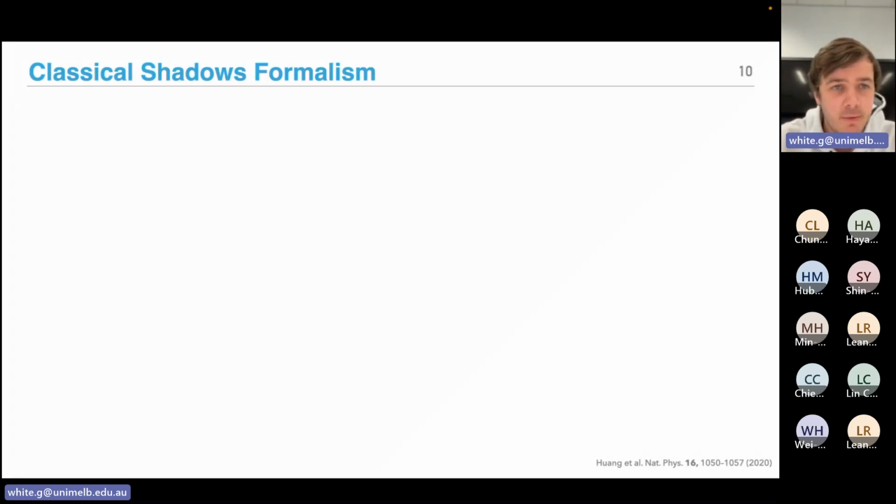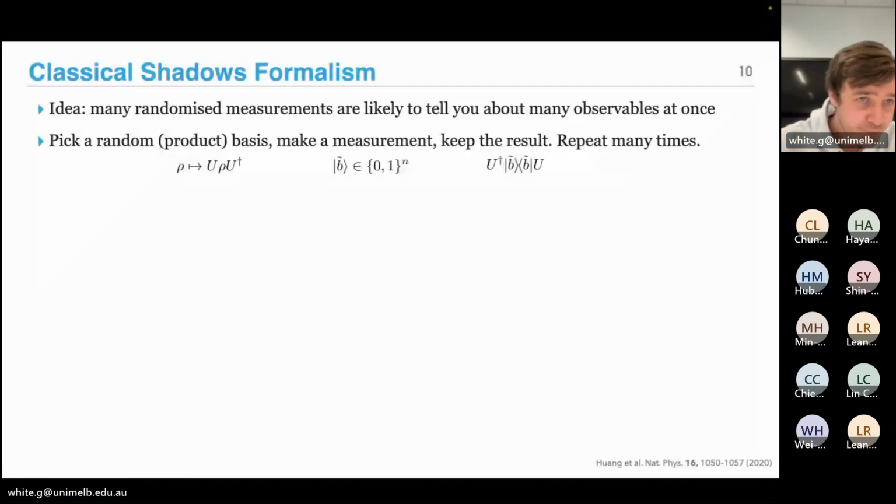This has become very famous in the last few years, so I will briefly go through it, but the underlying premise behind classical shadows isn't so important to answering this question as the consequence. In classical shadows, the general idea is that if you have a quantum many-body state, you can make lots of randomized measurements on that state, and the collection of data is able to tell you about many different observables at the same time. So the protocol works essentially as follows.